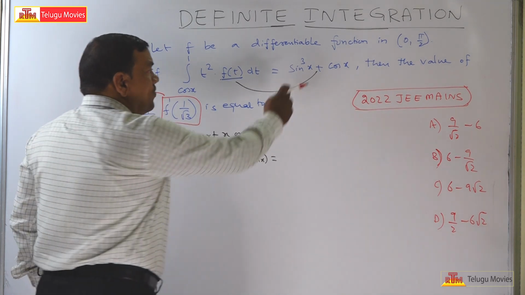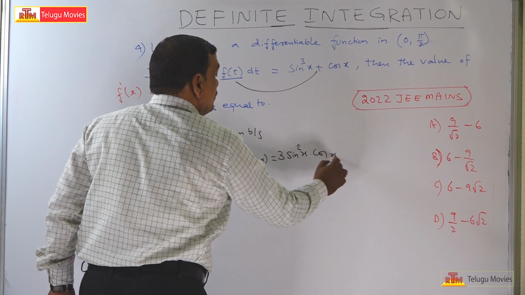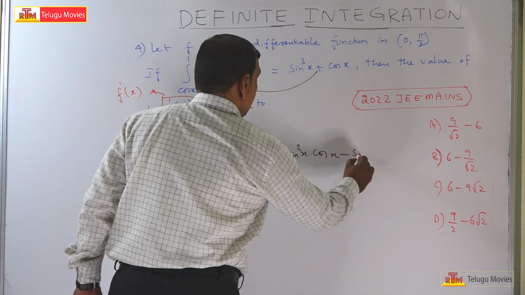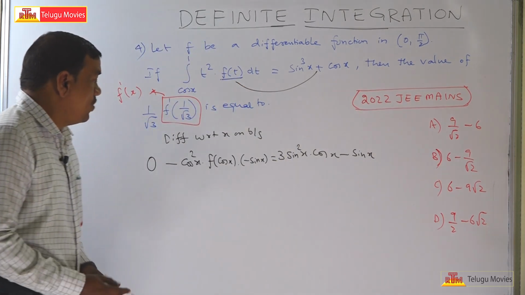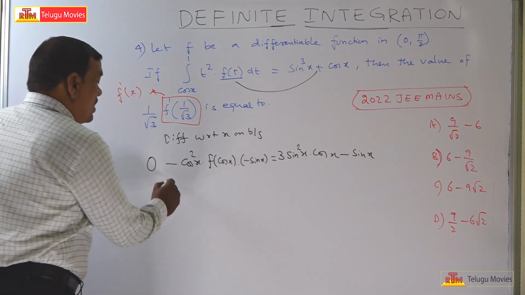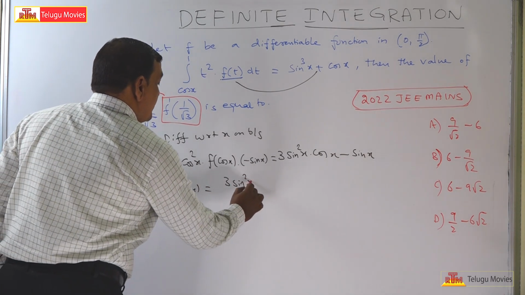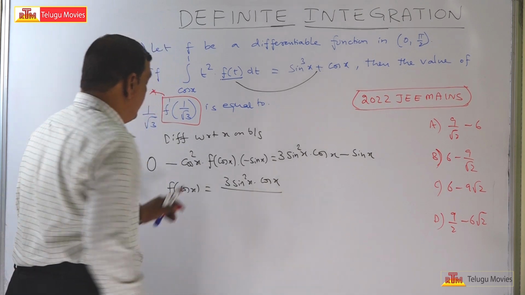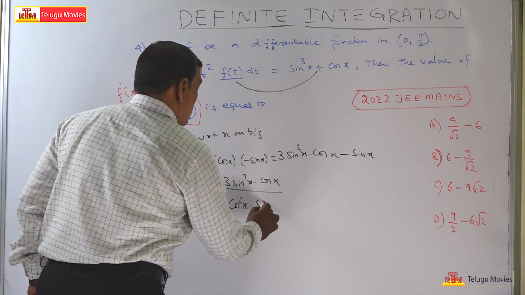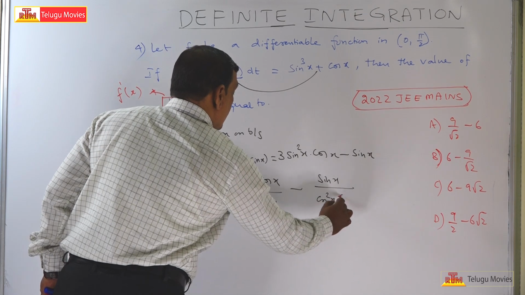What is the derivative of sin cube x? 3 sin square x into the derivative of sin x, which is cos x. What is the derivative of cos x? Minus sin x. Understand this? Now, minus into minus is plus. So f of cos x is equal to 3 sin square x into cos x by cos square x into sin x.